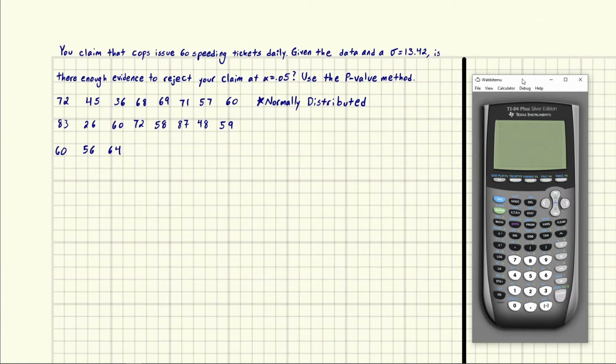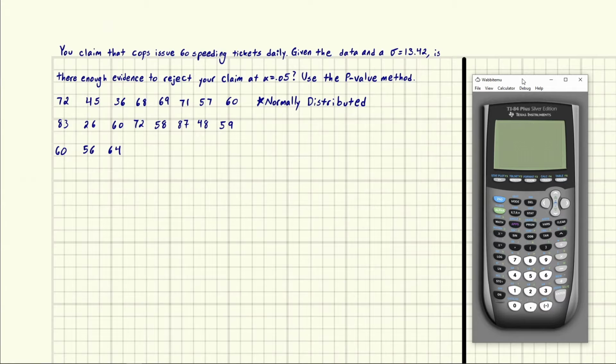You claim that cops issue 60 speeding tickets daily. Given the data and a population standard deviation of 13.42, is there enough evidence to reject your claim at alpha equal to 0.05? Use the p-value method. And then we're also given a little note here that this data is normally distributed.